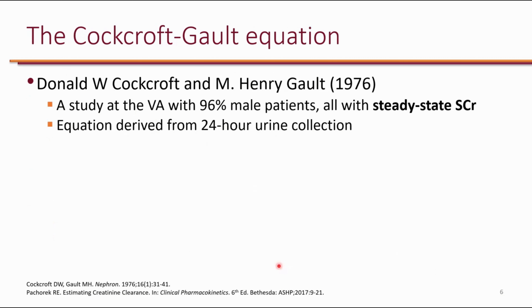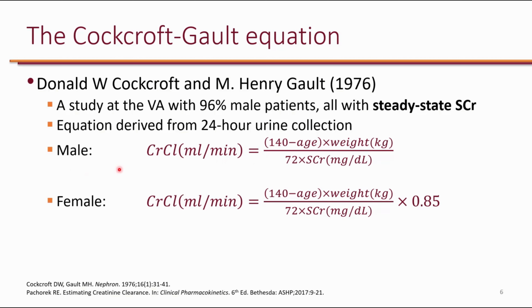Here's how this equation was developed. In the 1970s, two colleagues, Cockcroft and Gault, did a study at the VA which included 96% male patients. And they did 24-hour urine collection, and from their data, they derived an equation. And because most of their patients were male, they did a correction for deriving an equation in females.